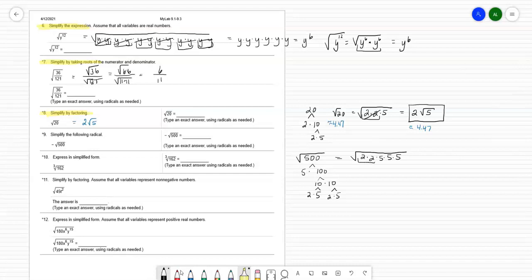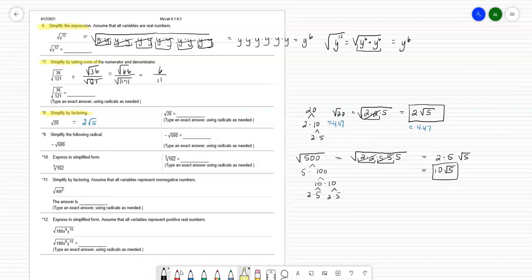Now, I want to be careful again because we're looking for perfect square matches. So I have a set of 2's that's a perfect square. I'll bring the 2 out. I have a set of 5's that are perfect matches here, two 5's. So I'll bring that out and multiply it times the 2. But under the radical, I still have what's left, which is the square root of 5. So that remains under the radical sign. So my answer is 2 times 5, which is 10 square root of 5.